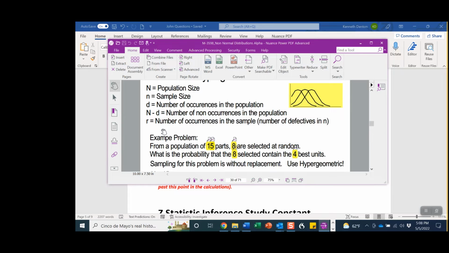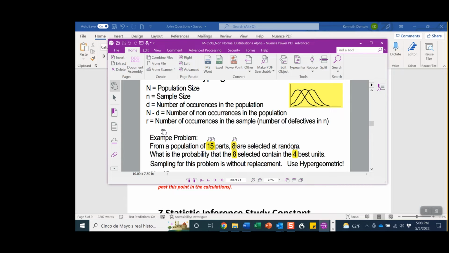You're getting confused between R and D. D is what I'm calculating. They tell me to calculate the probability of getting the 4 best units. Oh, you want me to calculate the probability of getting the 4 best units? Yes. How many were there? 4 is what I'm calculating for. That's R.